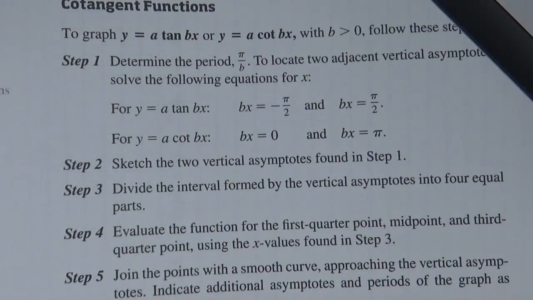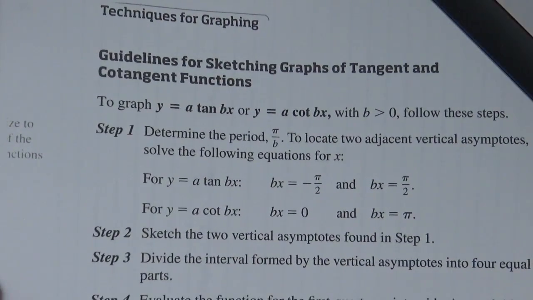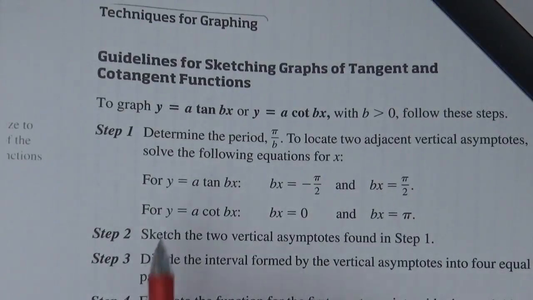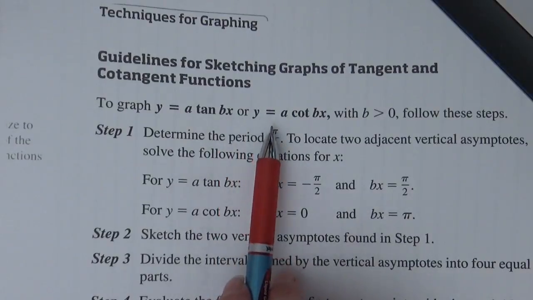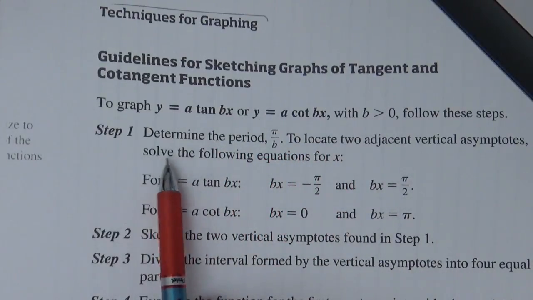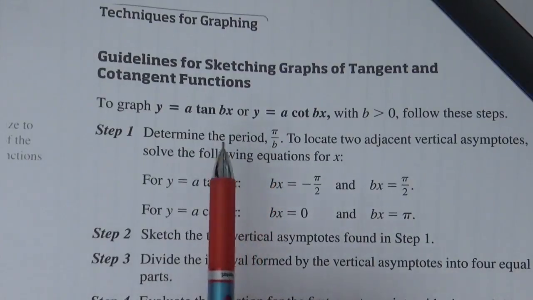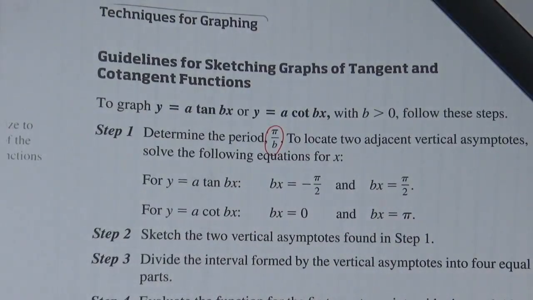So let's see what the directions tell us about how to graph this. It states that the guidelines for sketching graphs of tangent and cotangent functions, to graph y equals a times tan of bx or a times cotangent of bx, with b positive, we follow these steps. We determine the period, pi over b. So this is going to be something that you've got to remember.